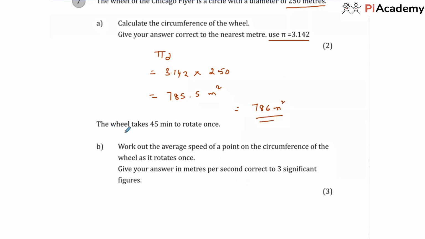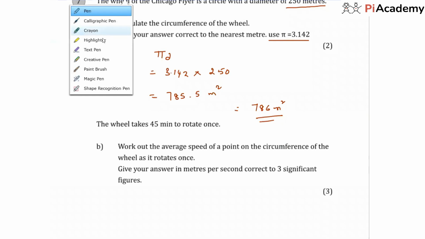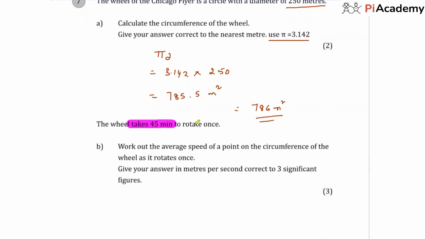Next, the wheel takes 45 minutes to rotate once. Work out the average speed of a point on the circumference of the wheel as it rotates once. Give your answer in meters per second, correct to 3 significant figures.